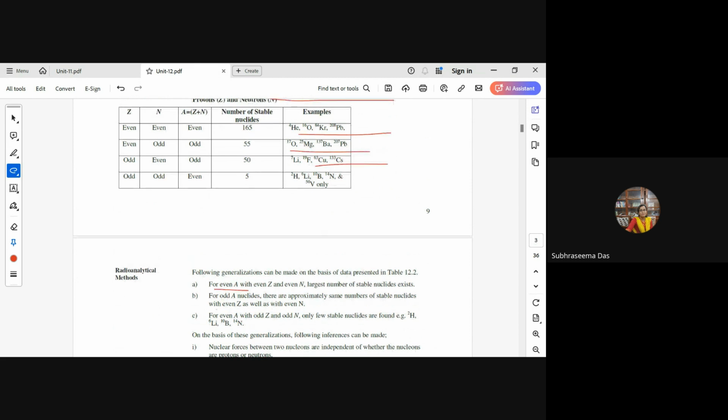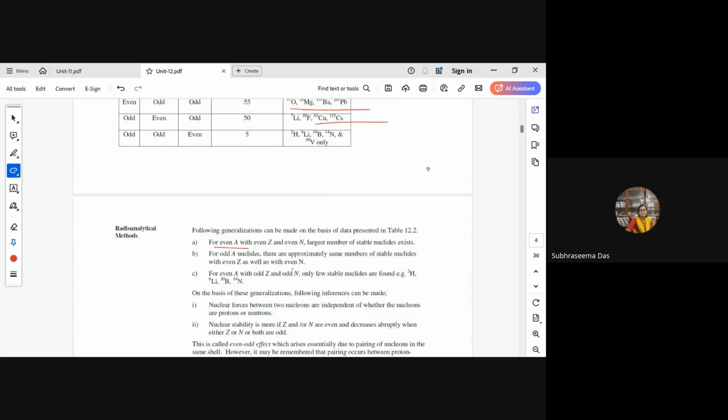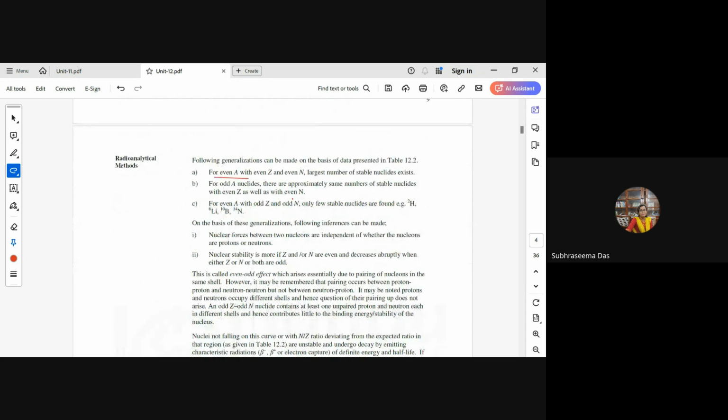Now, when A is odd, there are approximately the same number of stable nuclides with even Z as with even N. So if A comes out to be odd, with one of Z and N odd, then the number of stable nuclides is almost similar to each other, that is, 50 and 55.